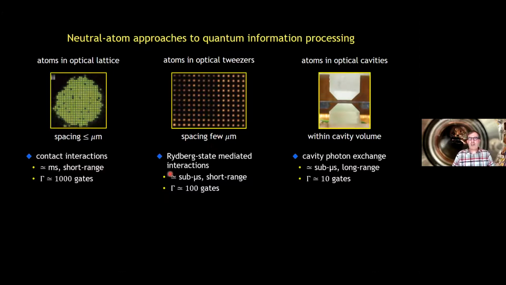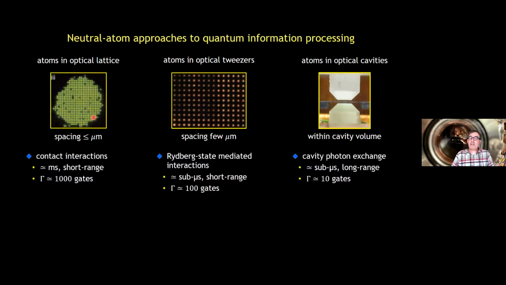Okay, let's start with the Rydberg situation. The idea here is that your atoms that are held at a few microns separation can be transiently excited up to a Rydberg level. They interact with very strong interactions so that a gate can be affected in some time less than a microsecond. The interaction is fairly short range, so atoms have to be within 1 or 2 tweezers distant. And the coherence in this system, based on the lifetime of the Rydberg level, is that you should probably be able to realize maybe 100 gates before the thing falls apart.